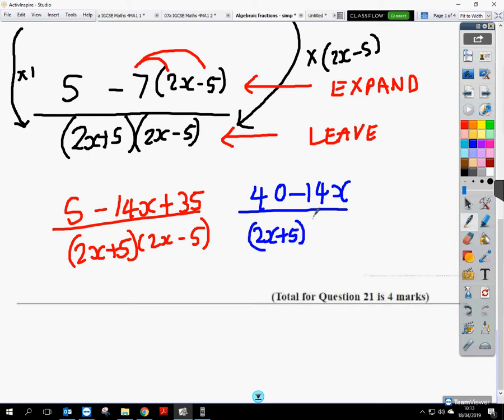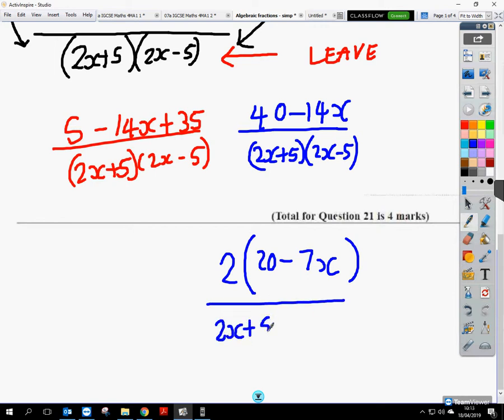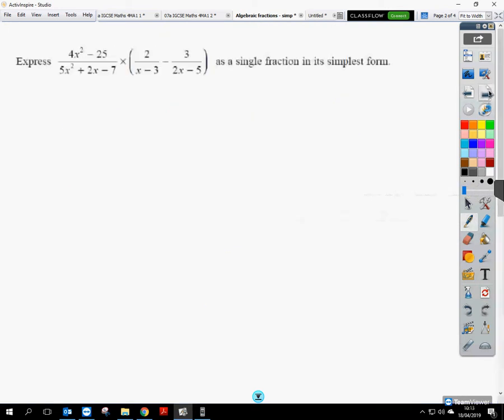Now, if you want to, you can actually go one step further and factorise the numerator again. Yep, because there is a 2 that's common. So you can have 2 brackets 20 minus 7x. Doesn't help in any way, but you can do this if you want to. And this is the very, very final answer. But you will get full marks for the previous line. There you go. Next question.